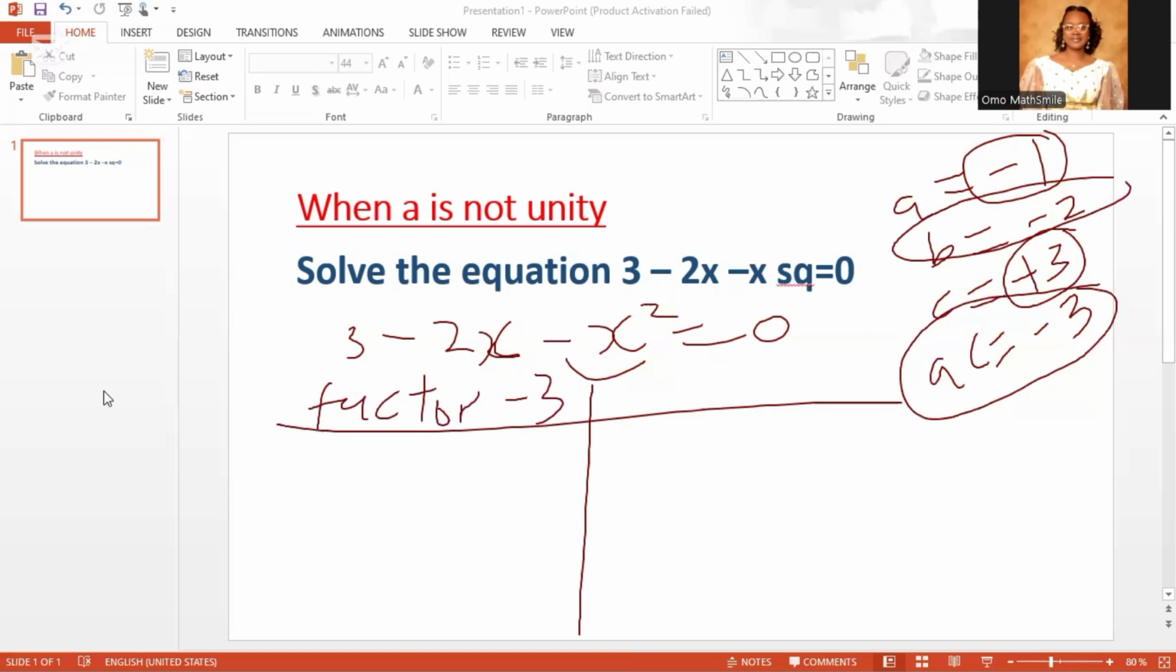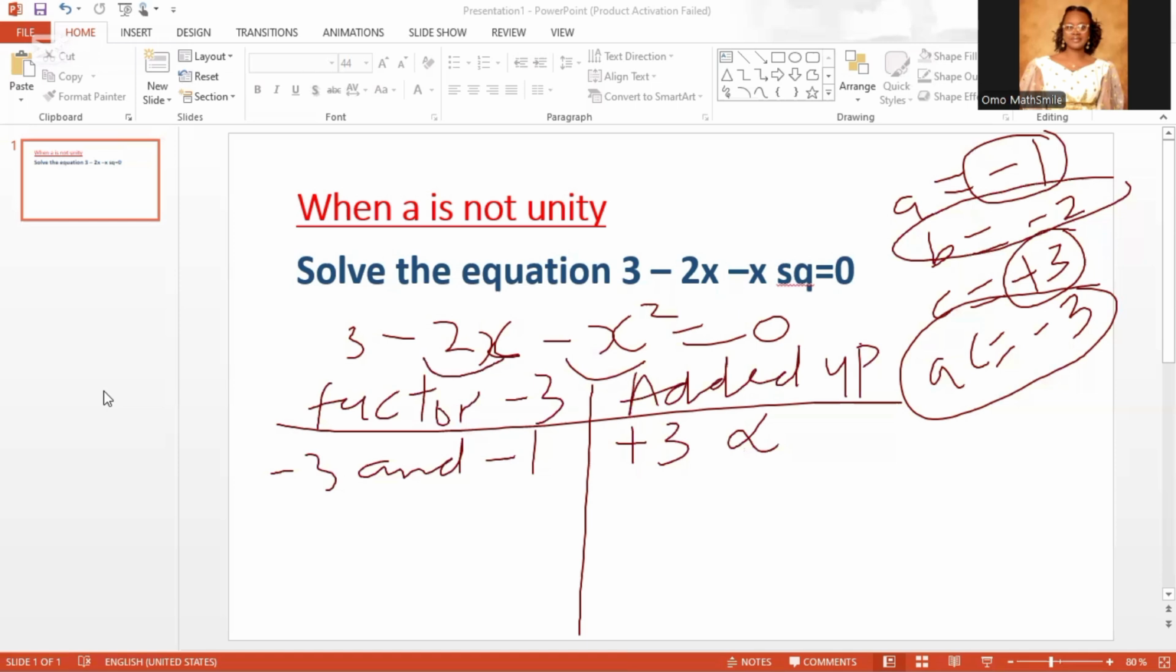If you try minus 3 times minus 1, we will get a positive answer, that is plus 3. That is wrong. And if we try to add up minus 3 and minus 1, we'll get minus 4. That is also incorrect because we are looking for minus 2, that's the value for b. So let's try another factor.